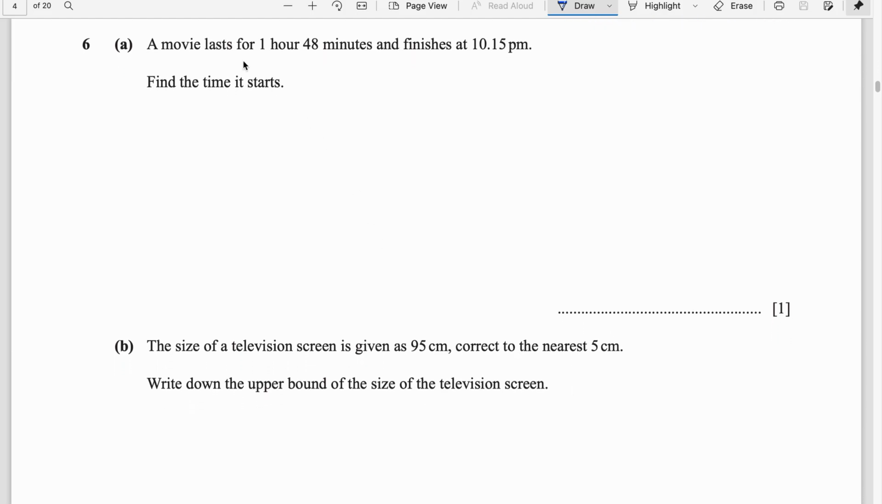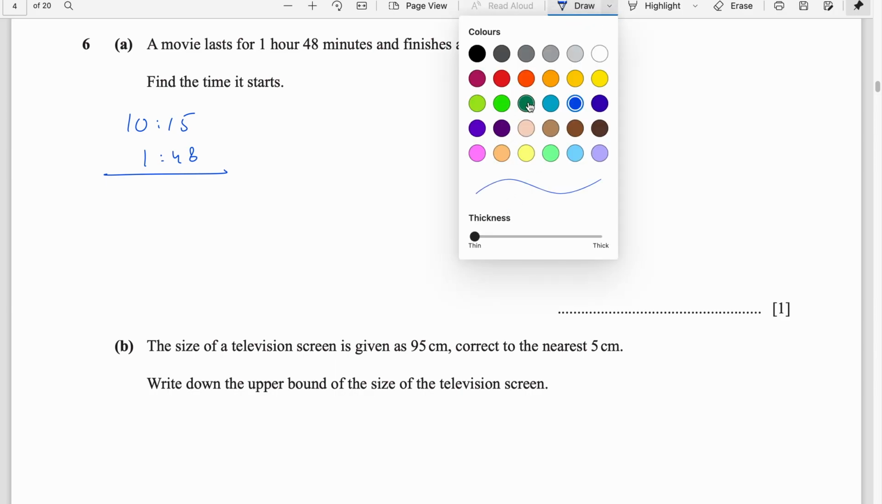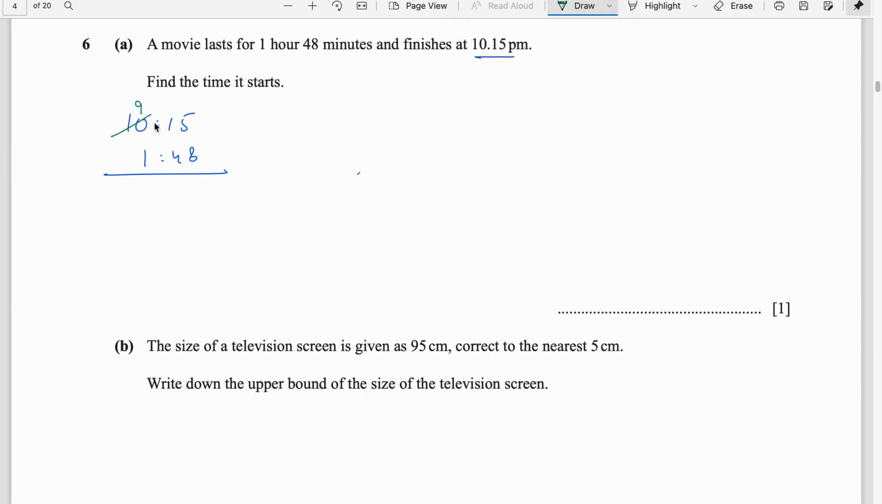Question number 6. A movie lasts for 1 hour 48 minutes and finishes at 10:15. Find the time it started. So 10:15 it finished and we go back 1 hour and 48 minutes. In order to do so, I'm taking out carry. This is 9 and 60 minutes transferred on the other side, which makes it 75, and we are taking out 48. So 15 minus 8 is 7. 6 minus 4 is 2. 9 minus 1 is 8. So the movie started at 8:27.